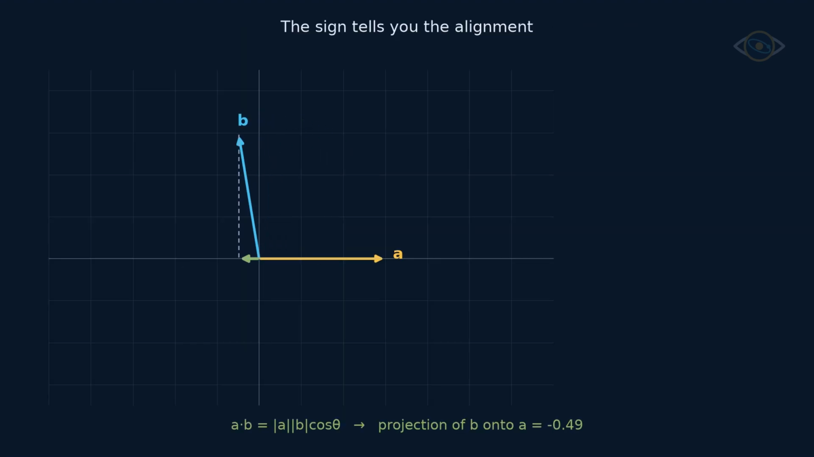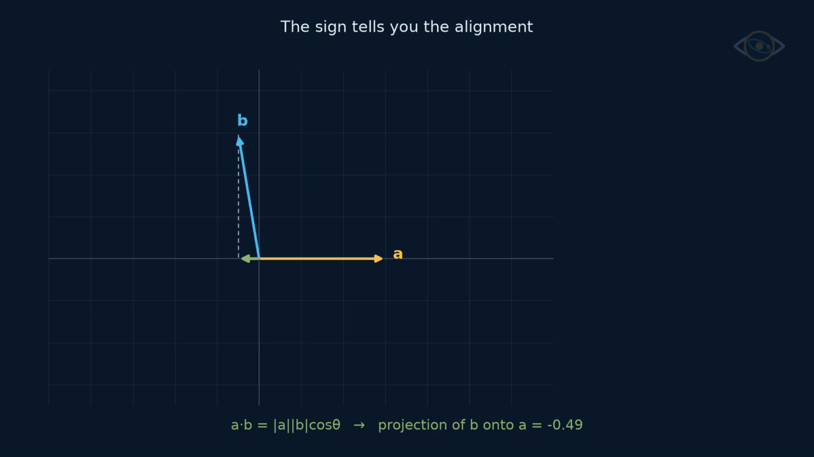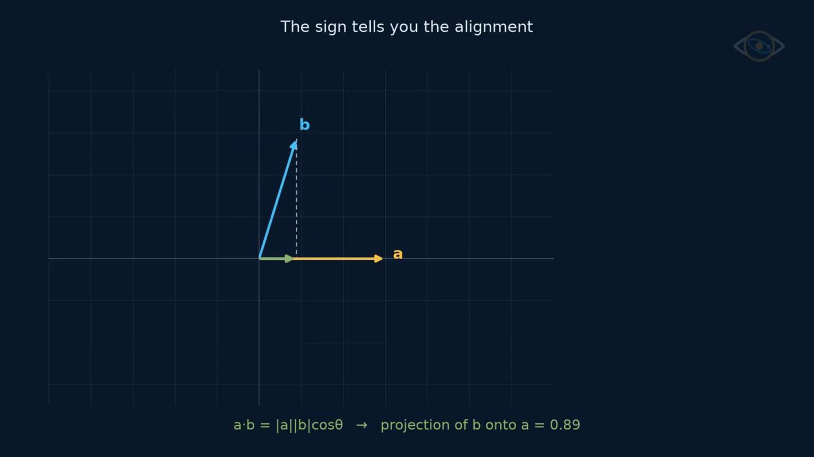Because of that cosine, the sign carries meaning. Point B alongside A, and the dot product is positive. Square them off at 90 degrees, and it's exactly 0. And if B points the opposite way, the cosine goes negative, so the dot product is negative too. So one number tells you same direction, perpendicular, or opposed.